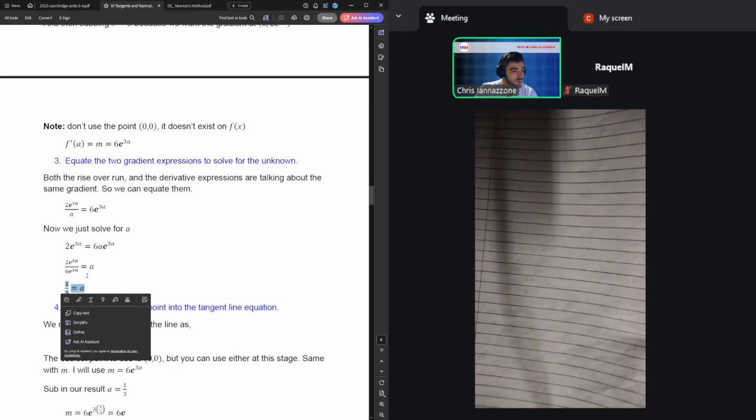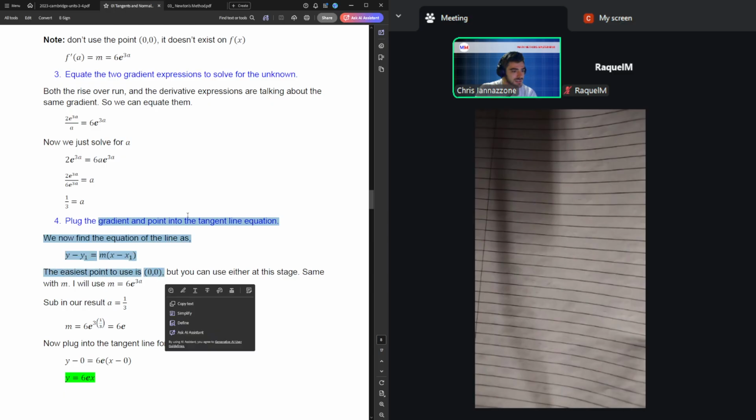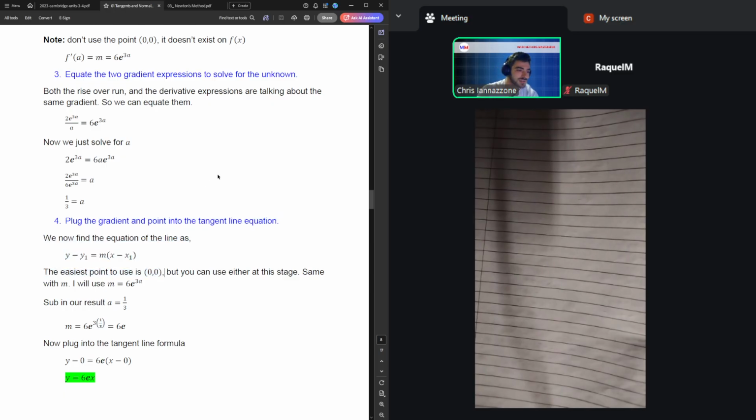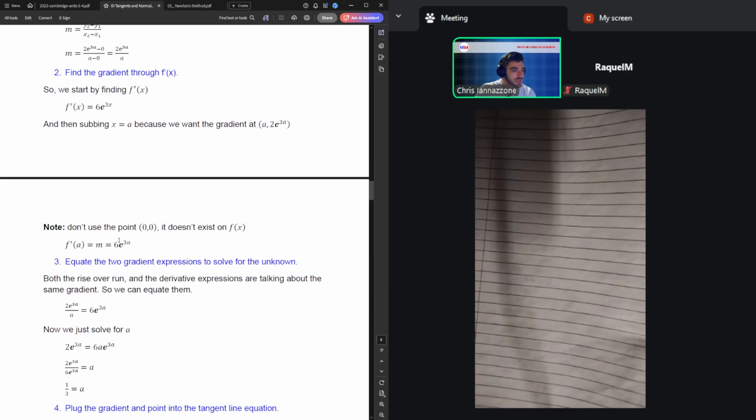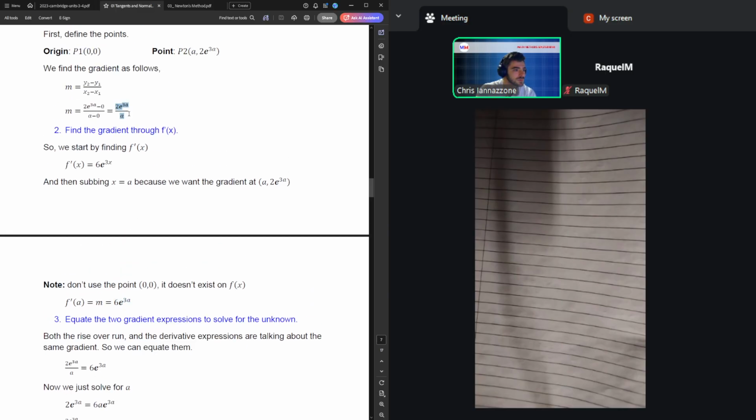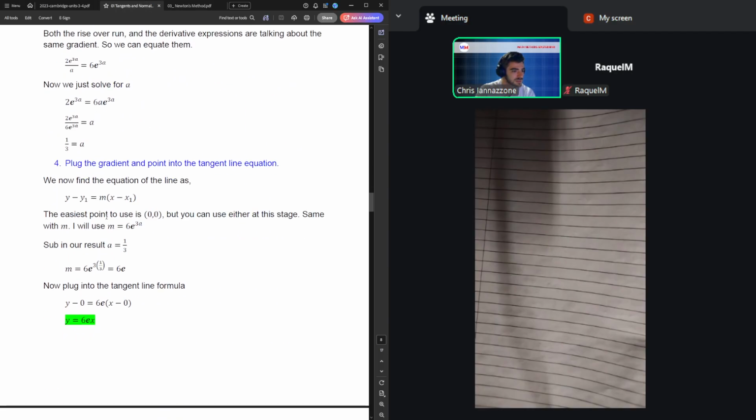That's actually it for this particular example. I did take it a step further in case you did also need the tangent line. But this one pretty much just stopped at getting the a value. Notably, that wasn't the gradient. a was just the x value of the point. To get the actual gradient, you would just shove it back into either this or that, whichever one you prefer to sub into. Both of them are relevant.